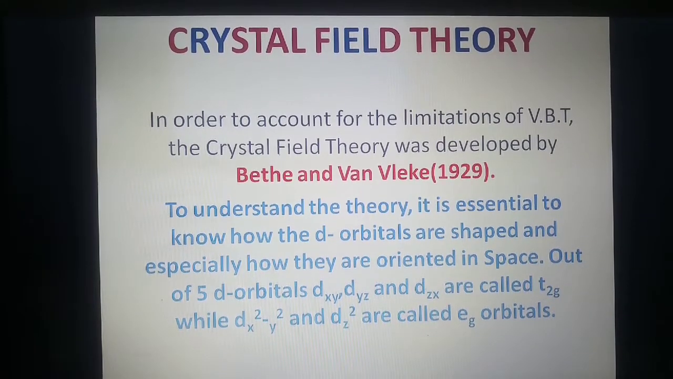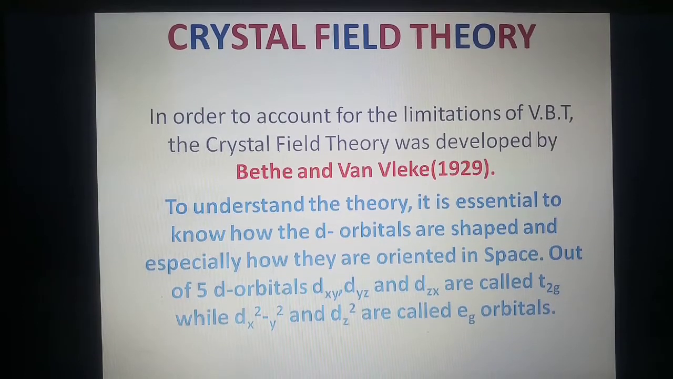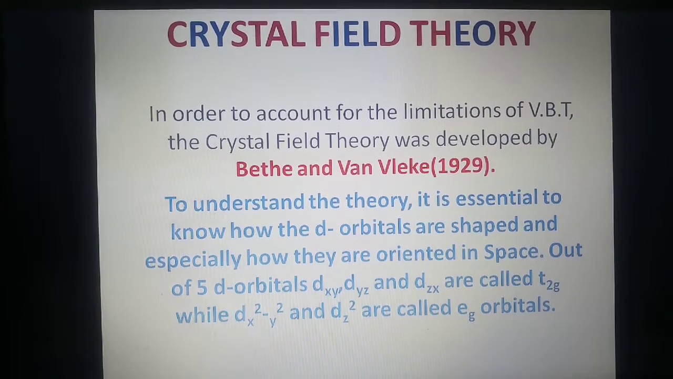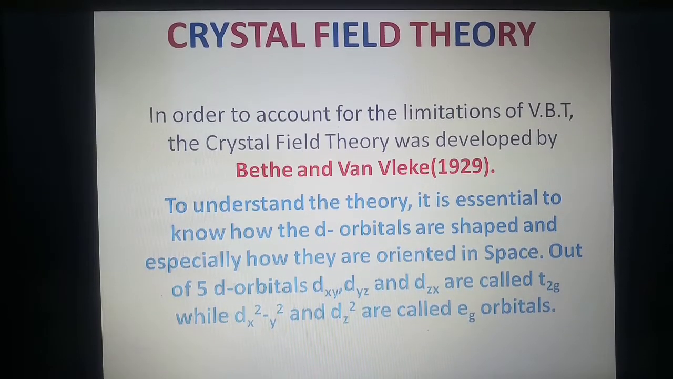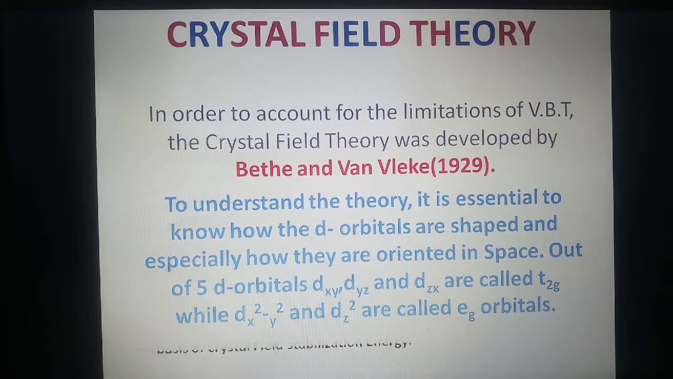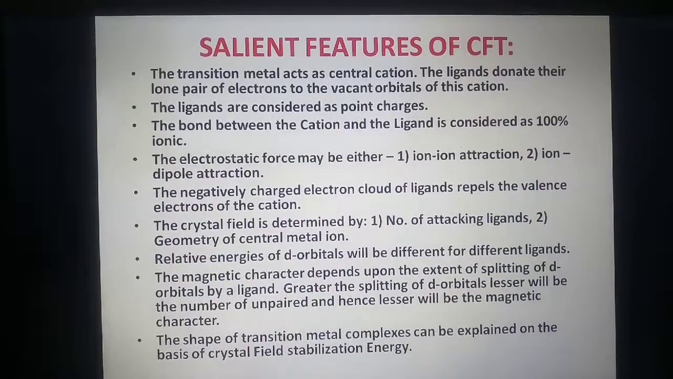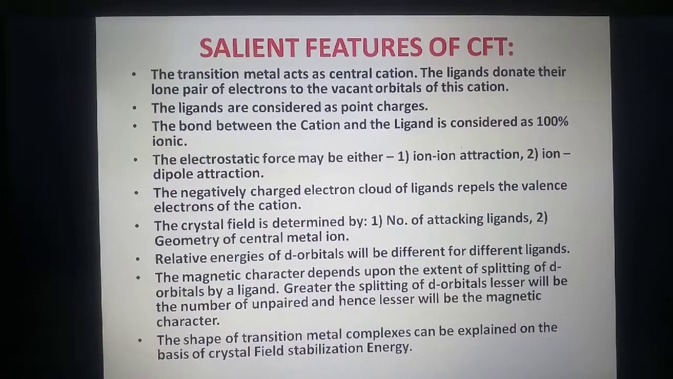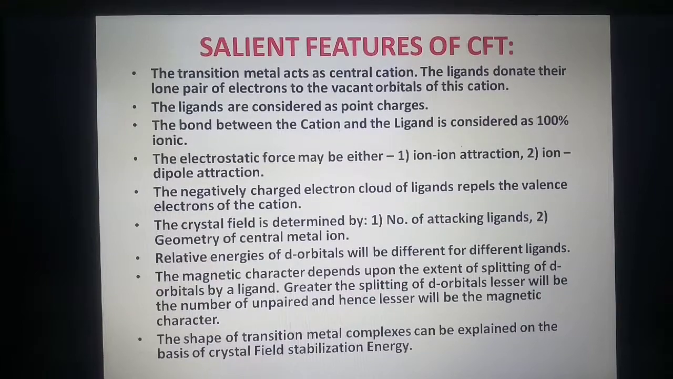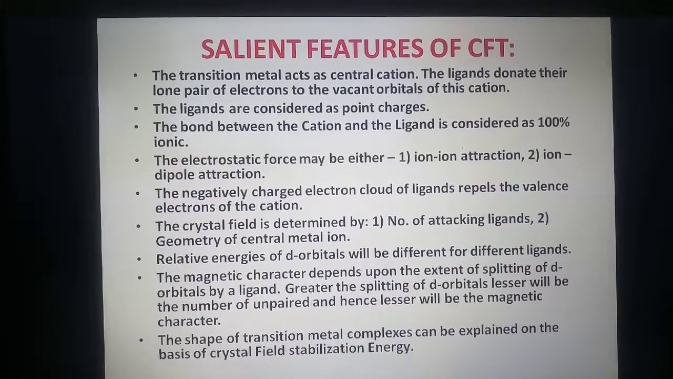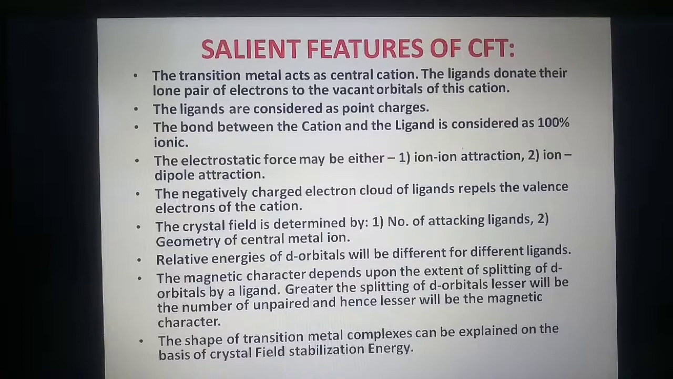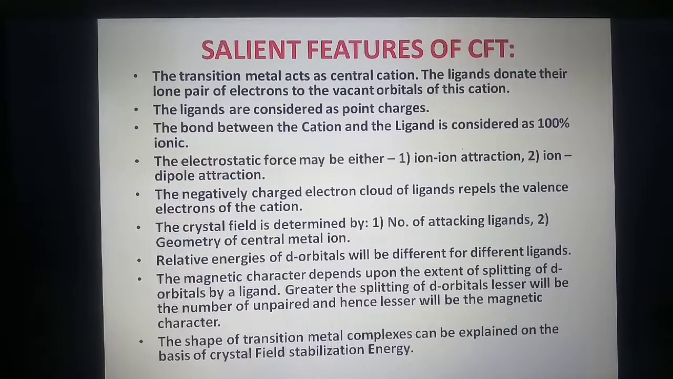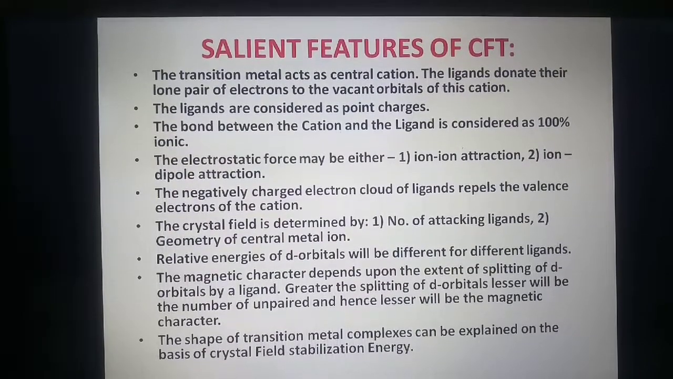Out of the 5 d orbitals, dxy, dyz and dzx are called t2g, while dx square minus y square and dz square are called eg orbitals. The salient features of CFT are: the transition metal acts as the central cation. The ligands donate their lone pair of electrons to the vacant orbitals of this cation. The ligands are considered as point charges.